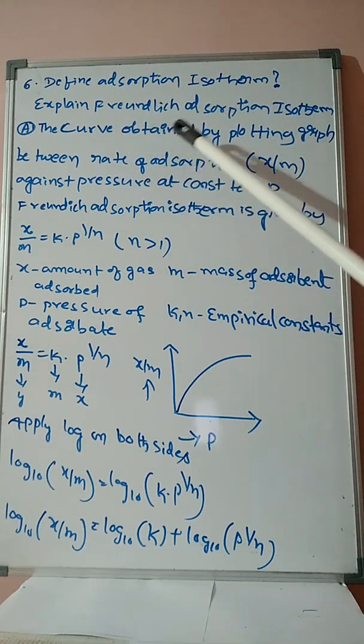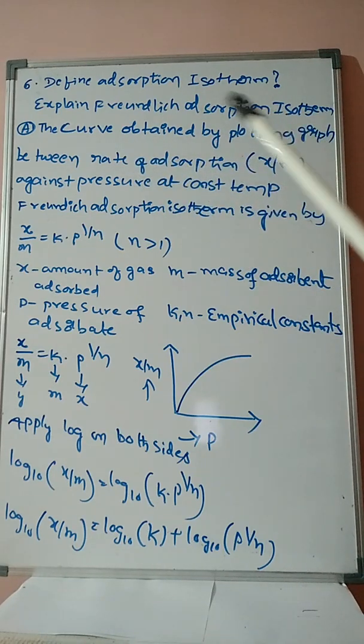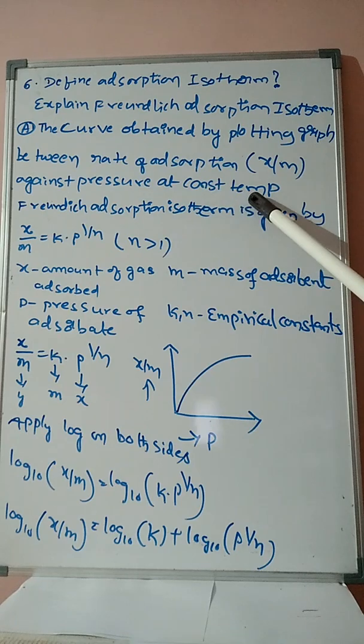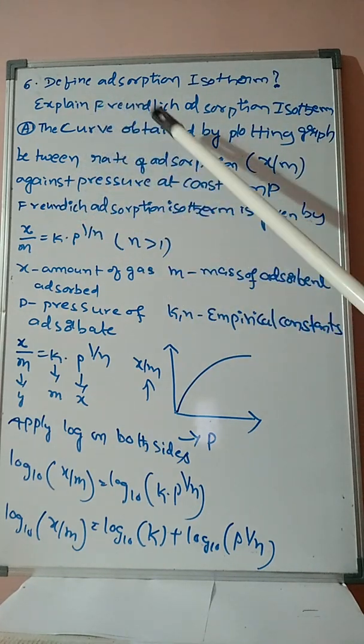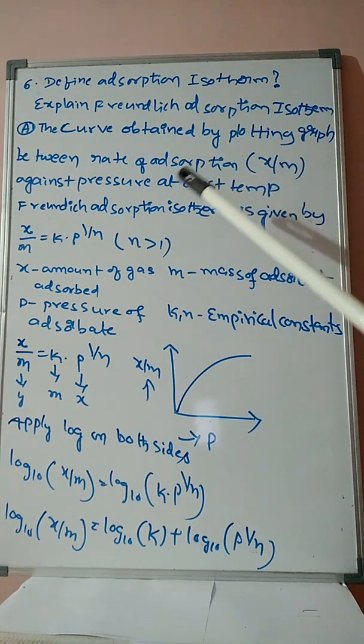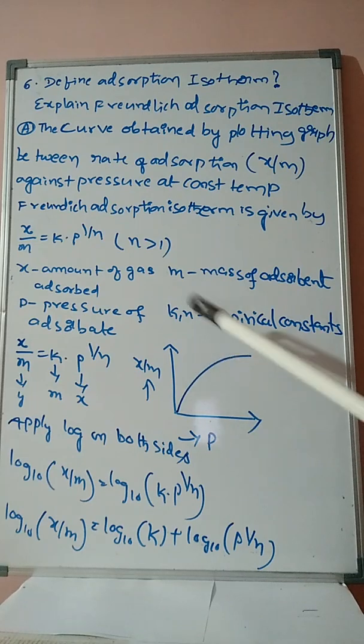The curves obtained by plotting graph between x by m against pressure at constant temperature are known as adsorption isotherm.